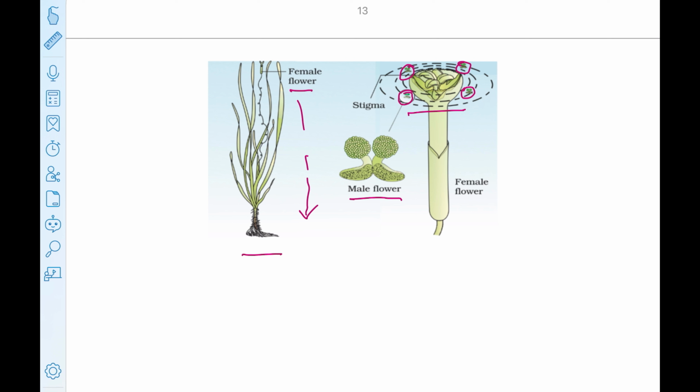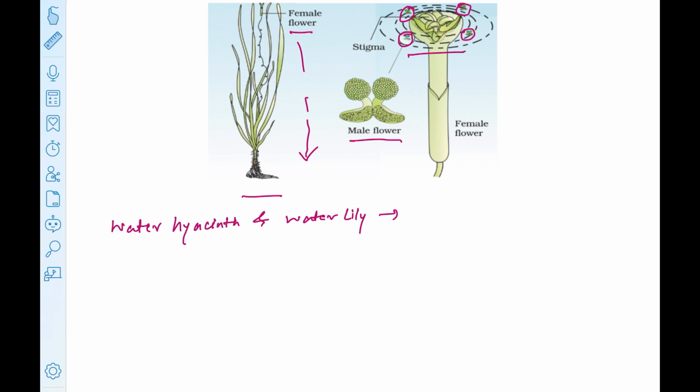Okay? And then we know the floating male flowers are carried by water currents and eventually they come in contact with the female flower's stigma. So in Vallisneria, pollination usually happens at the surface of water and in Zostera, pollination happens underwater. And water hyacinth and water lily are also aquatic plants, but they are not pollinated by water. Instead, they rely on insects or wind for pollination.